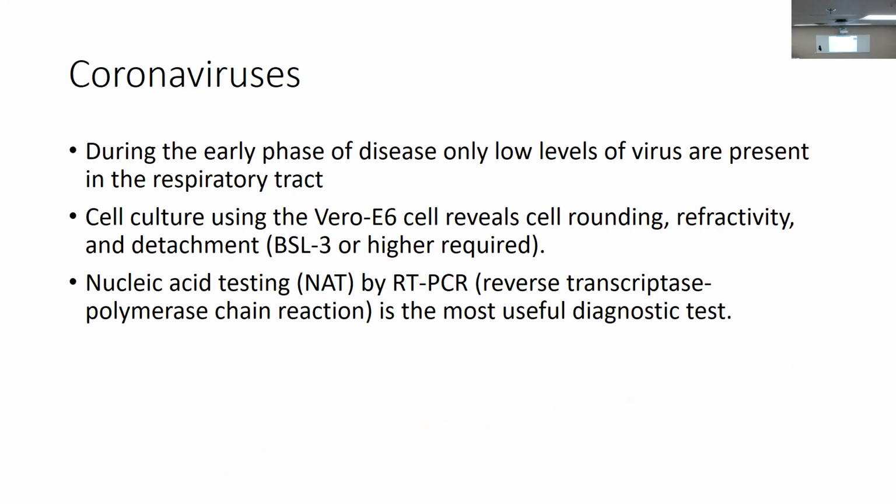During the early phase of disease, only low levels of virus are present in the respiratory tract. Cell cultures used, we use Vero E7 cells, reveal the cell round so we can identify it. We can grow it, we can culture it. We knew that. We knew how to do that. Well, look here. And really, we had nucleic acid testing with PCR is the most useful diagnostic test. Here it is. This has been known since 2002.